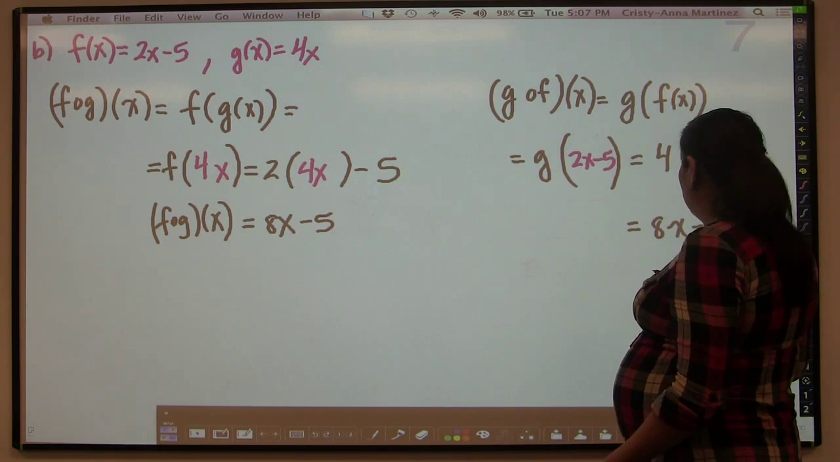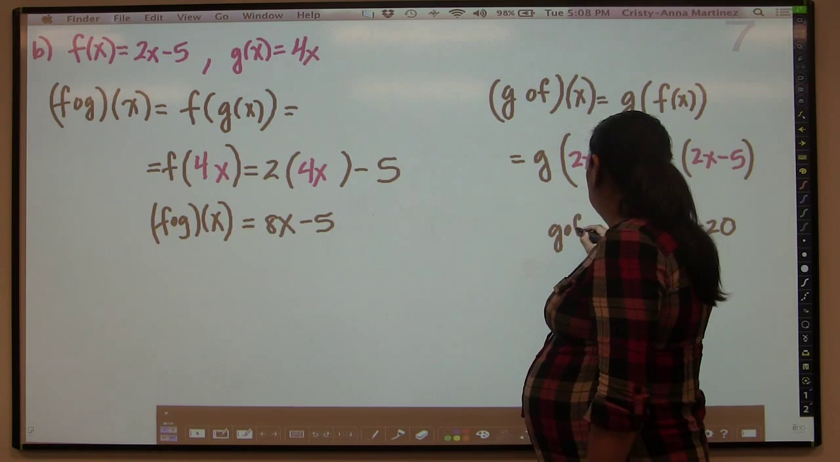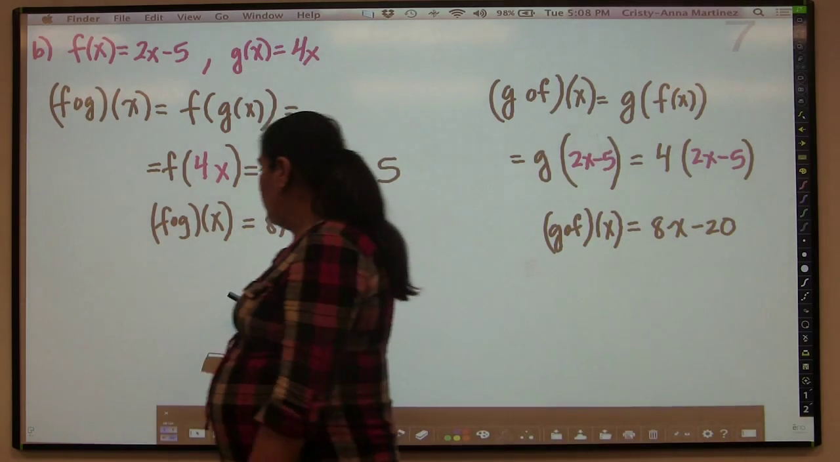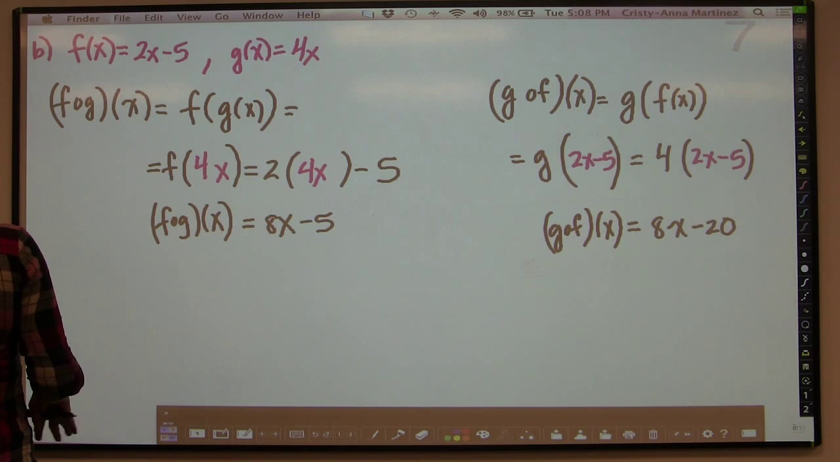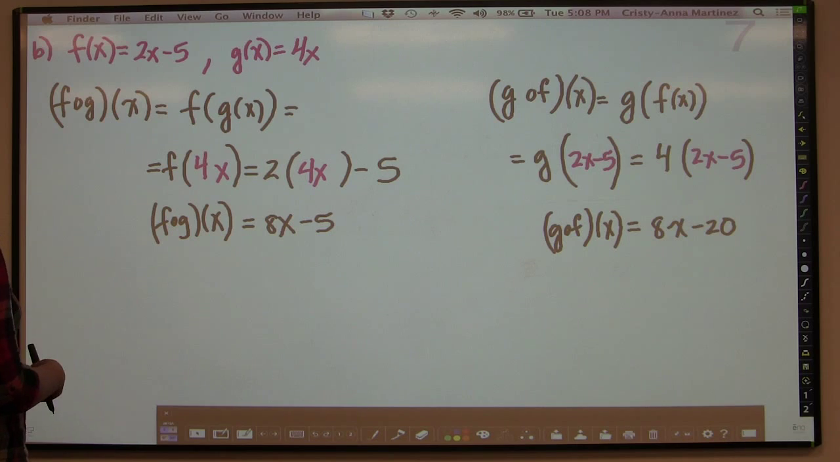So although the functions are very similar, they're not the same. The g of f of x function ends up being 8x minus 20, and the f of g of x function ends up being 8x minus 5. So they do have the same 8, but they have different y-intercepts. So that is how you find a composition of functions.